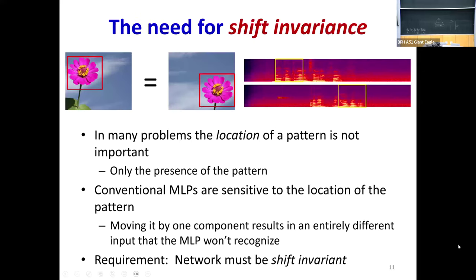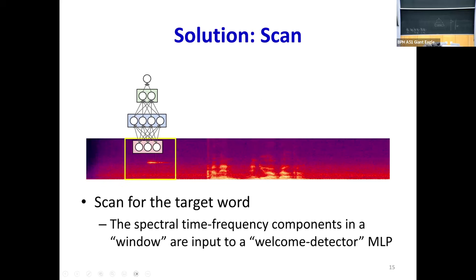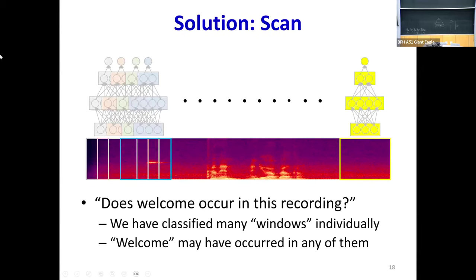As Karthik just mentioned, a simple solution would be for me to just scan. So I could build a network. I might have a rough idea of how wide the word welcome is. And so I could build a network that looks at a segment of the input, which is approximately the duration of the word welcome. And then I could just scan the input, try to locate each position and find out if the word welcome has occurred there. And then eventually, I'm going to have classified as many windows of the input as I can fit, and I'm going to get one classification output within each window.